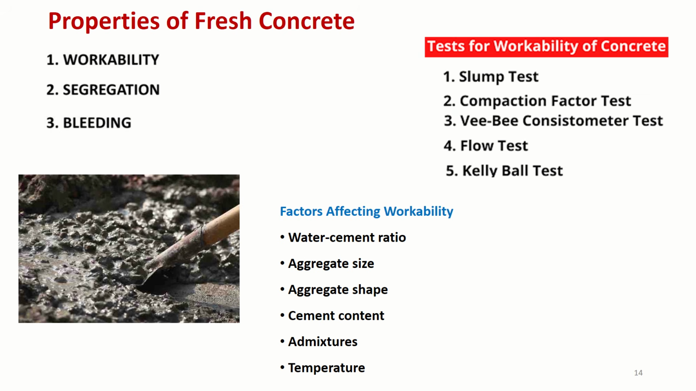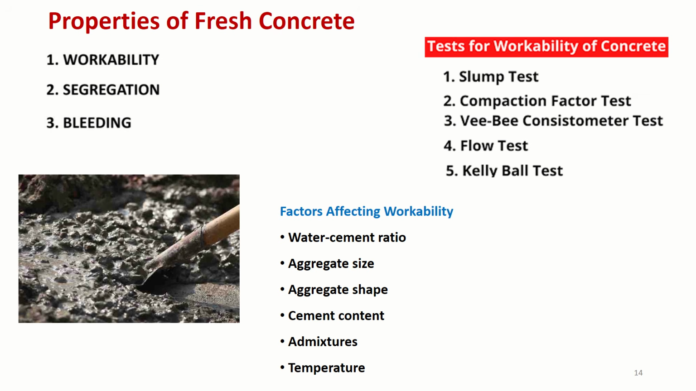Test on fresh concrete normally covers workability, segregation and bleeding, or sometimes honeycombing. In the figure you can see the fresh concrete. To measure the workability, we conduct the slump test, compaction factor test, VB consistency meter test, flow test and Kelly ball test. Workability means the ease with which concrete can be mixed, transported, placed and compacted. Till then it should remain in a homogeneous or isotropic state. So concrete should be consistent and it should have some flowability. That is the requirement.